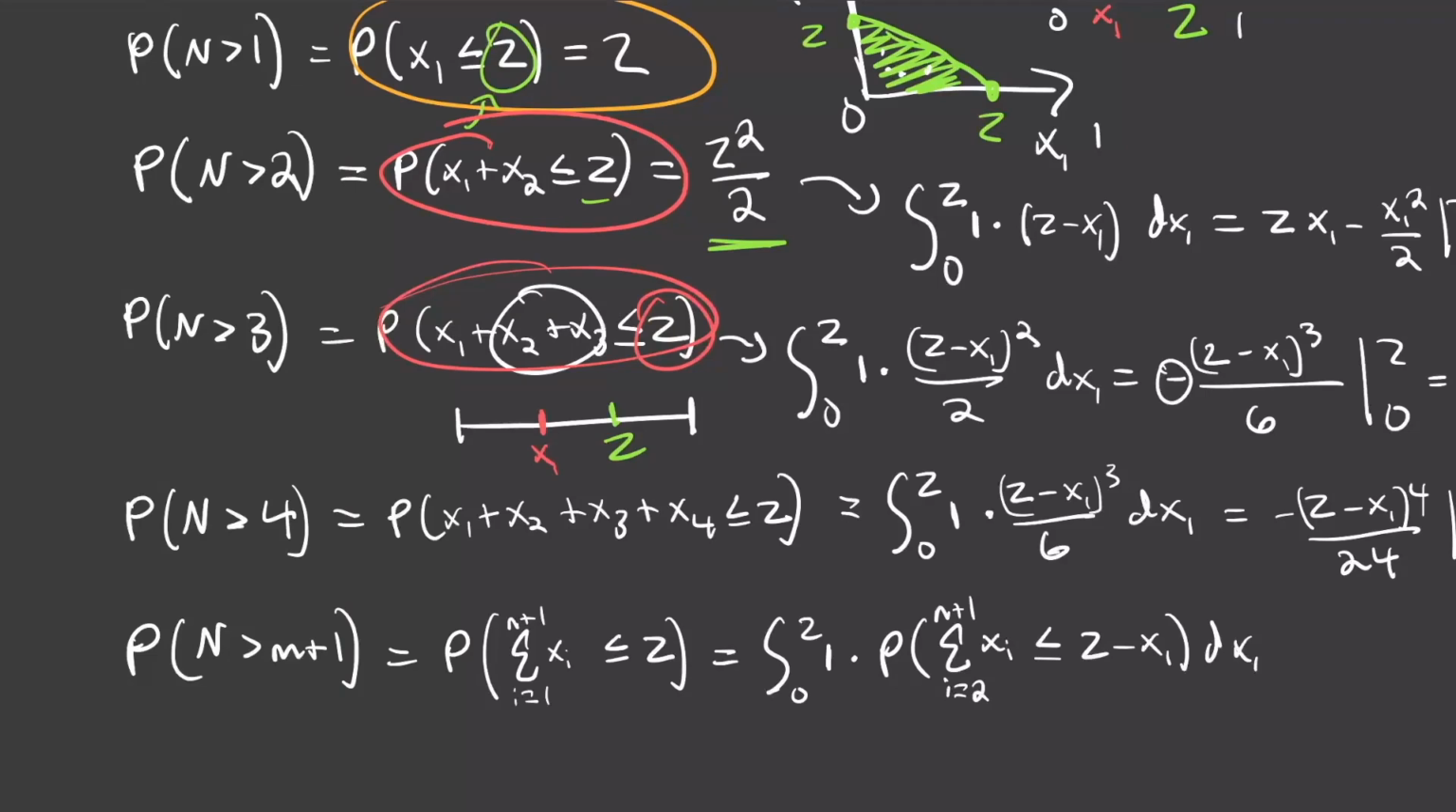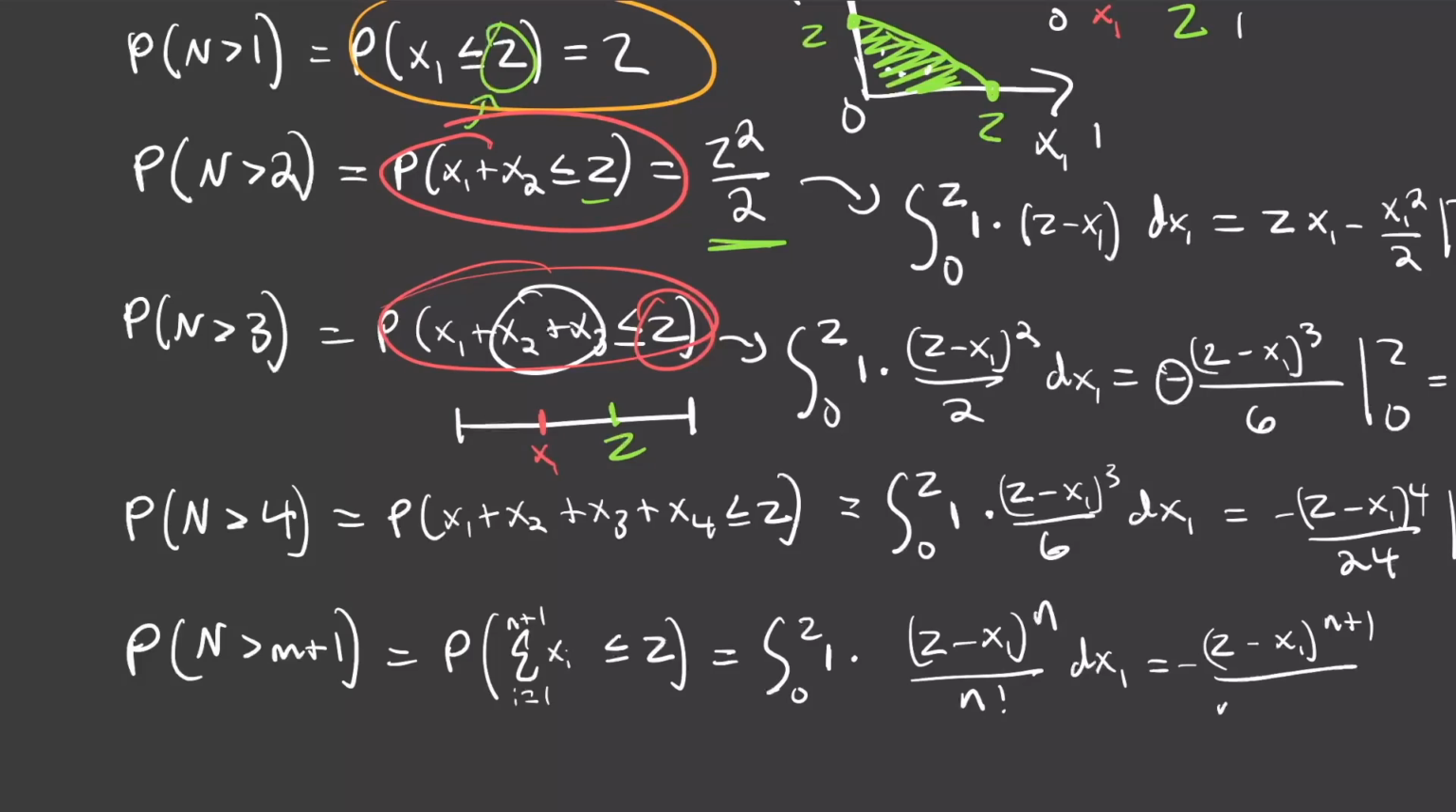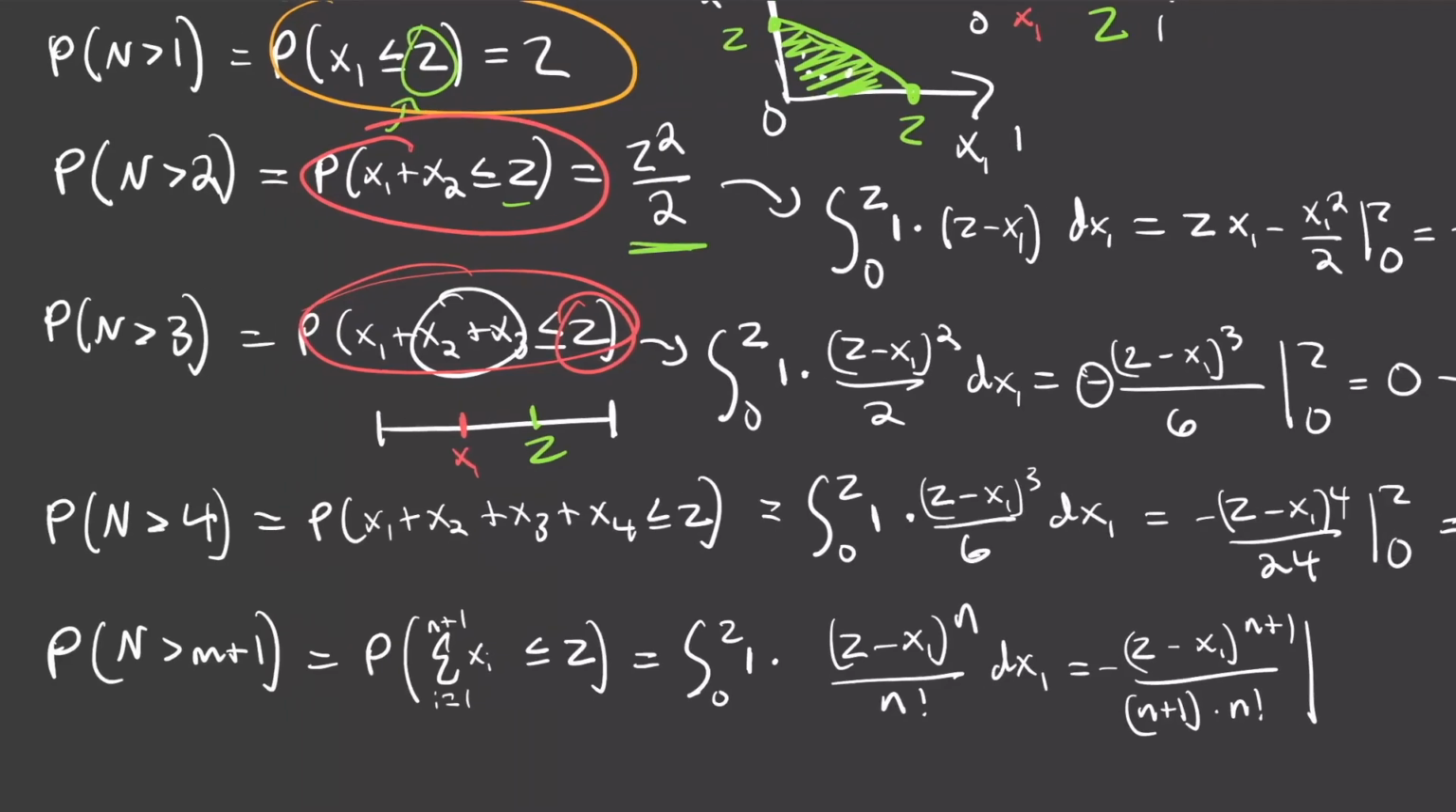Now I hold that it's true since we're doing induction. I hold that it's true for n random variables instead of n plus 1. So this right here, we can just replace that as, well, what's it going to be? It's going to be z minus x1 to the power of n divided by n factorial. Now this integral here is just going to be negative z minus x1, all of that to the power of n plus 1 on n plus 1 times n factorial, and then that's going to be evaluated from z to 0.